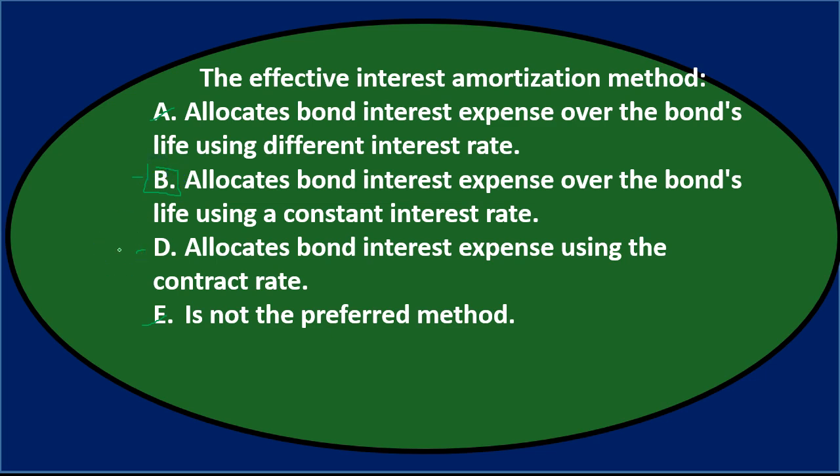And note what's happening here is we don't use the contract rate. We're trying to use a constant rate, but it's going to be the market rate. So that's why D is not the right answer. So we're left with B. So the effective interest amortization method B allocates bond interest expense over the bond's life using a constant interest rate.